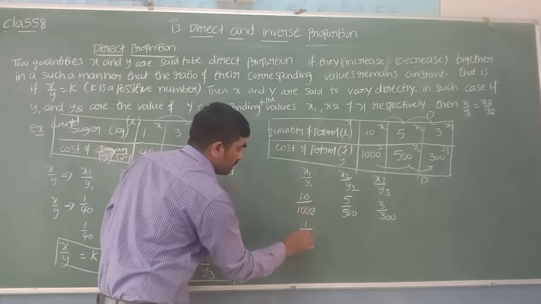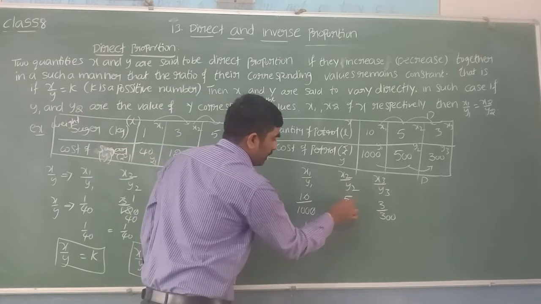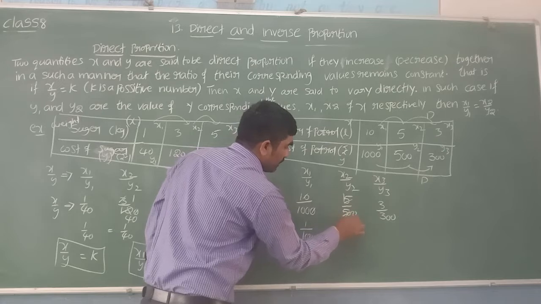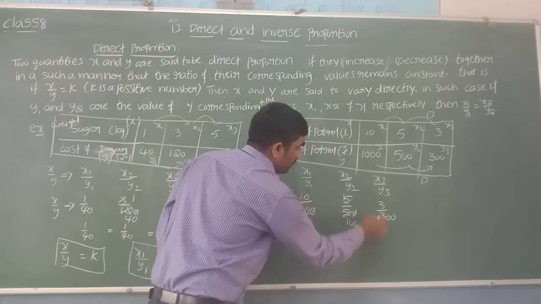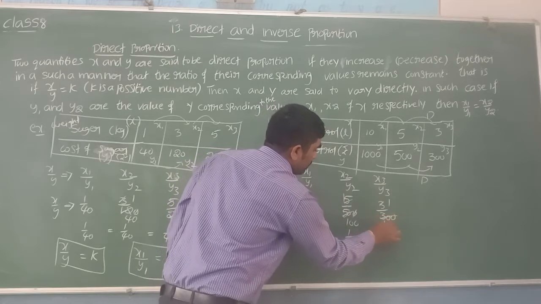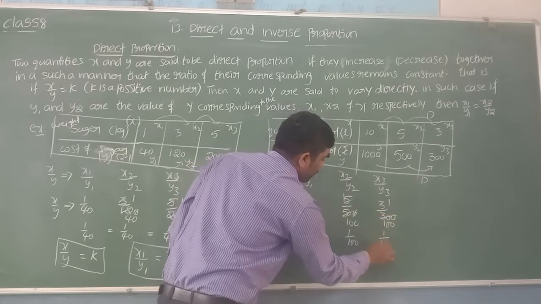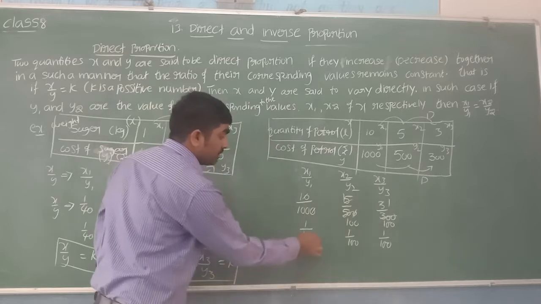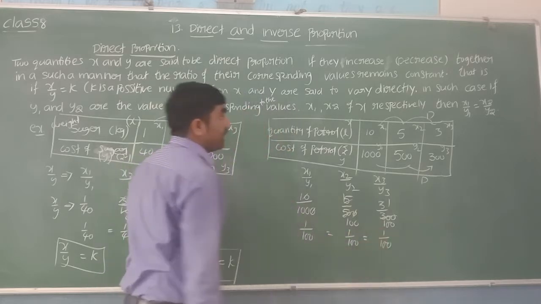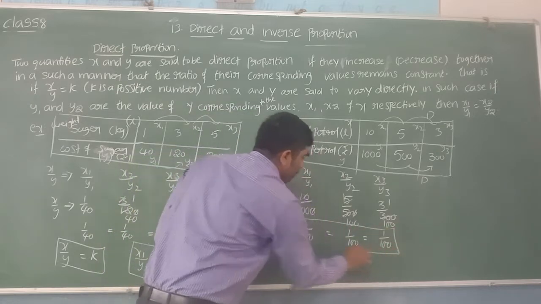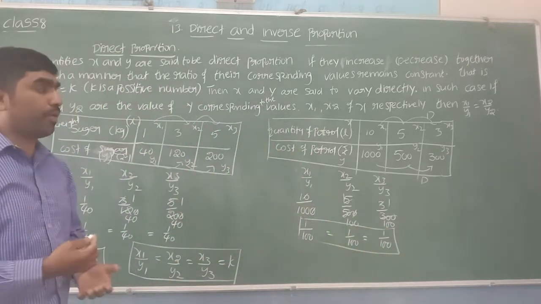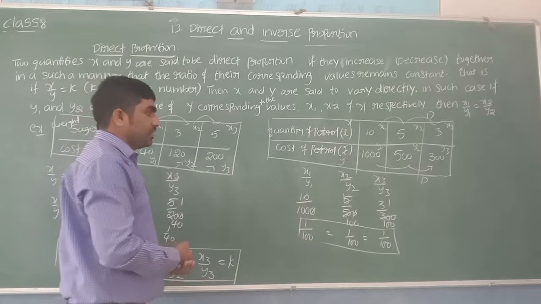10 cancels, the answer is 1 by 100. 5 ones are 5, 5 tens are 50, 500, 5 is the common factor. The answer is 1 by 100. 3 ones are 3, 300. Yes, 1 by 100. You can see there, the ratio of corresponding values remains constant. What is the constant here? 1 by 100, and it is a positive value.